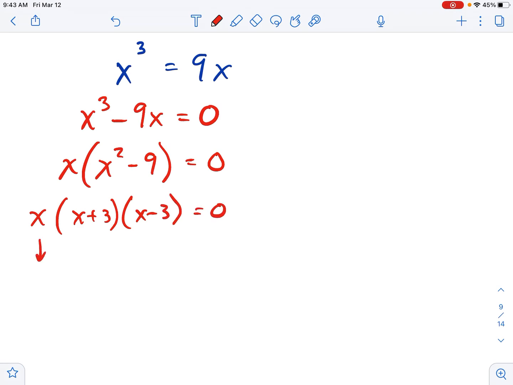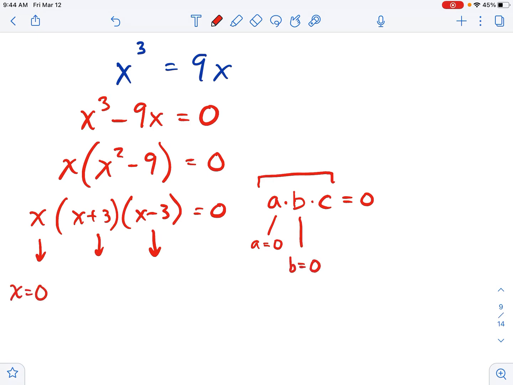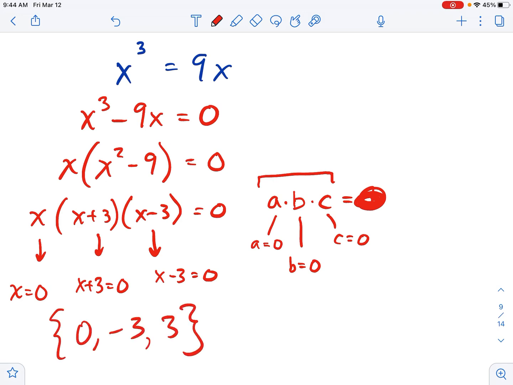And so I set each of these factors equal to 0, because if I think about my zero product principle, the only way that these three factors will produce 0 is if A is equal to 0, or B is equal to 0, or if C would equal 0. They don't all have to equal 0 at the same time. Just one of them has to be, and then I would get the 0 over here. So my solutions are 0, -3, and 3.